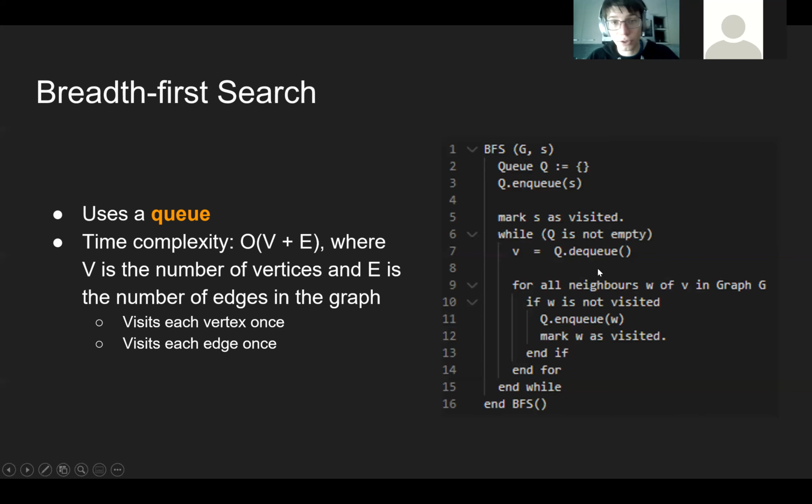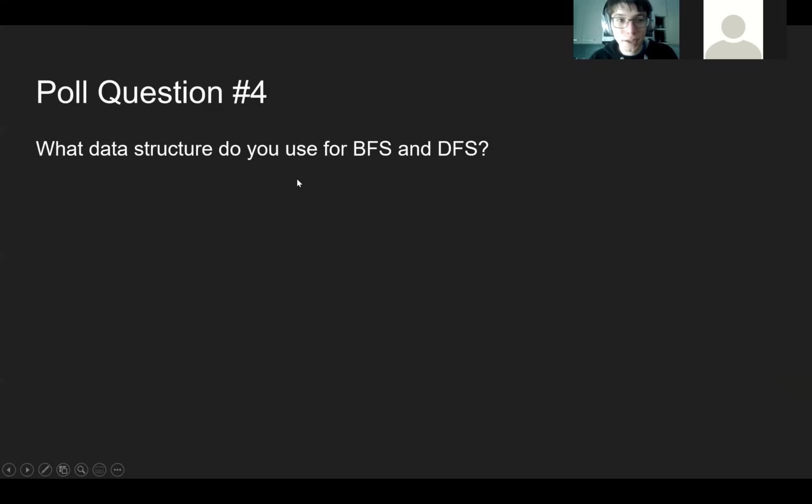So the total number of times we're going to dequeue is V. We visit every vertex one time, and we also see each edge one time. So it's O(V + E). Both of them have the same time complexity, but notice that there are problems that breadth first search is better for and depth first search is better for. And that's okay. We'll see in a minute when one might be better than the other.